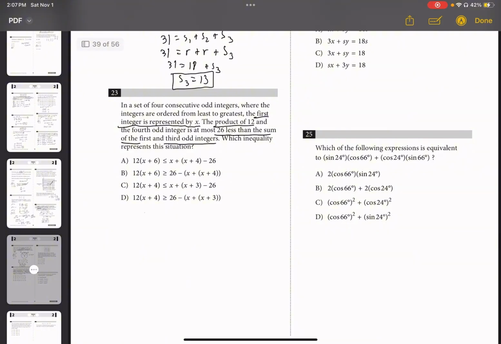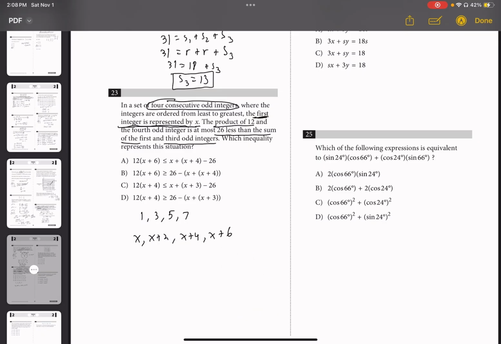So when it says 4 consecutive odd integers, remember, let's say the first one is 1, and then from there it says consecutive odd, so the next would be 3, the next would be 5, and the next would be 7. So, considering this, the first integer is represented by x. So, let's say 1 is x, then the second one would be x plus 2, the third one would be x plus 4, and the fourth would be x plus 6.